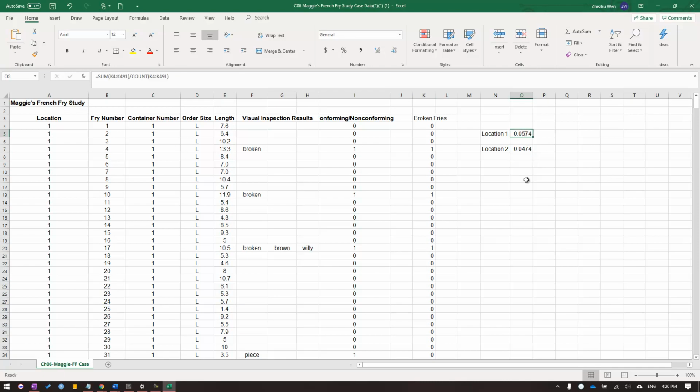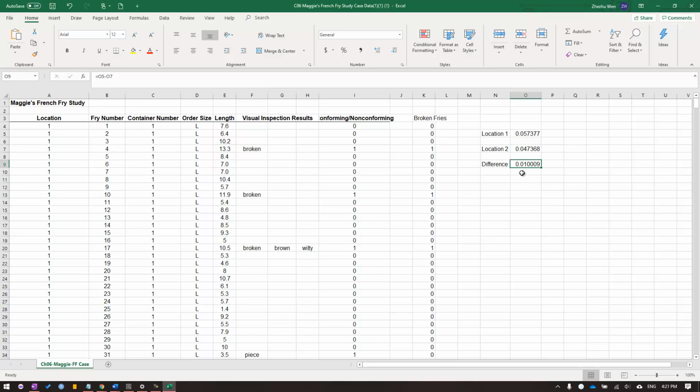Okay, so one group has about 6%, one group has about 5%. The difference here is actually location 1 minus location 2. It's about 1% difference. So the question is, is it really different?